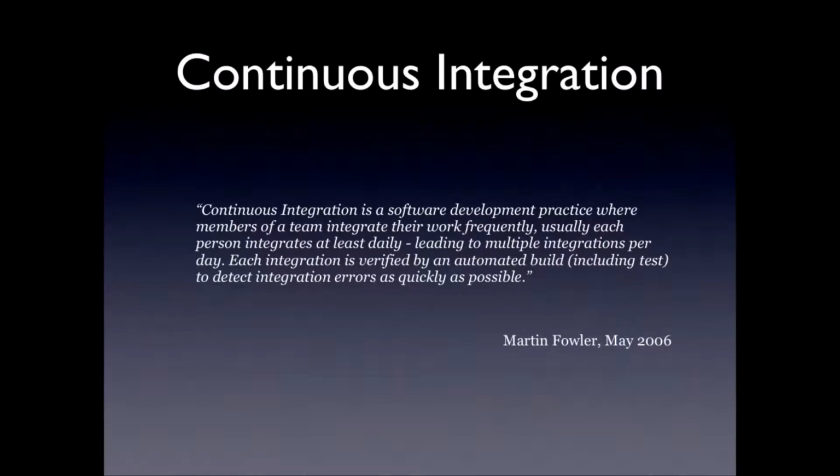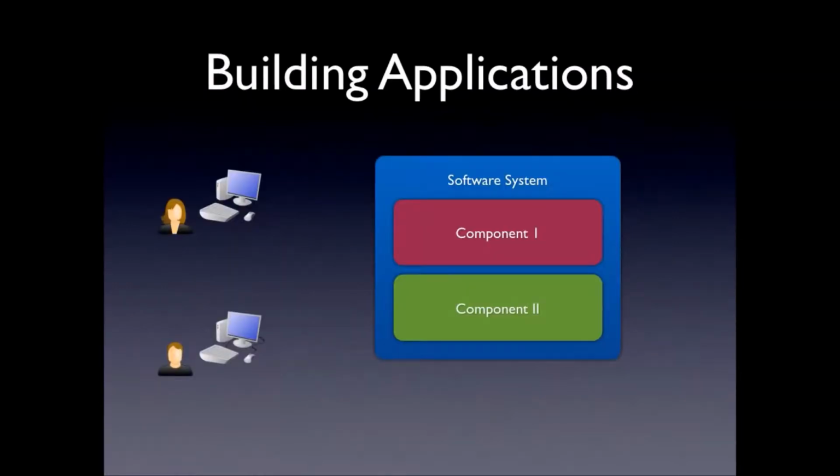Before we begin, let's define what continuous integration is. Back in May 2006, Martin Fowler defined continuous integration as a software development practice where members of a team integrate their work frequently, usually each person integrating at least once a day, which can lead often to multiple integrations per day. Now, each integration is verified by an automated build process, including tests, to detect integration errors as quickly as possible. So what exactly does this mean?